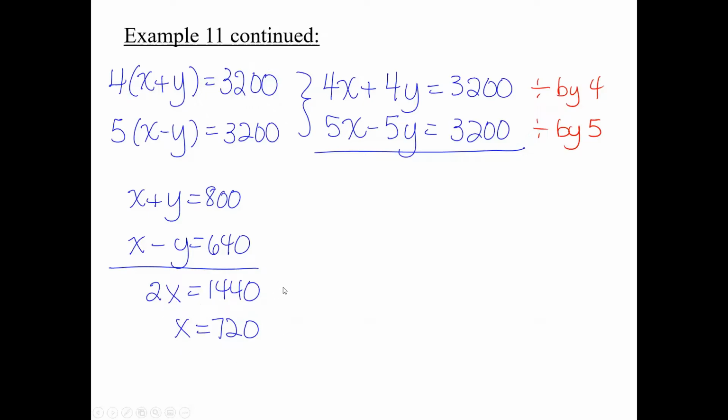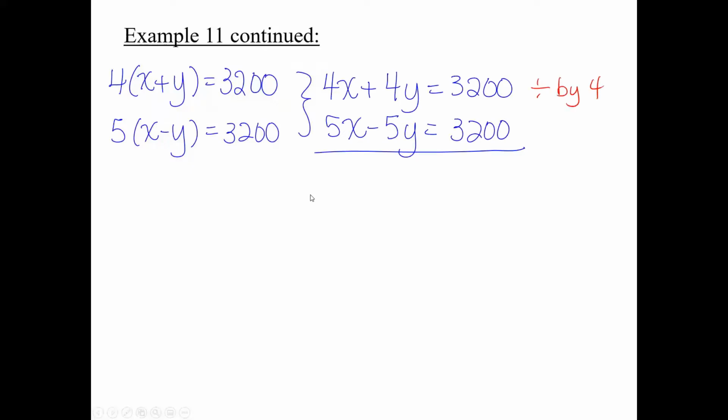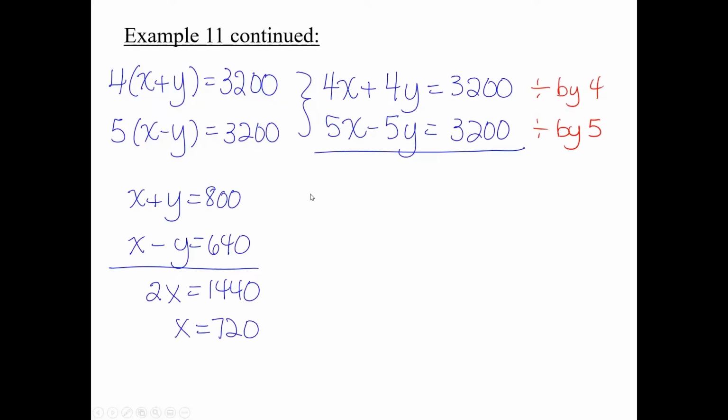Okay. Now, I'm going to go back. It does ask you to find the speed of the wind. So you have to find both the x value and the y value. If it only asks you to find the plane speed before, then you'd be done. So anyway, we're going to take this 720, and I'm going to use the simplest possible equation to put it into, which is this one. So I put in the 720 for x, subtract both sides, and I get y equals 80. So there's an 80-mile-an-hour wind.